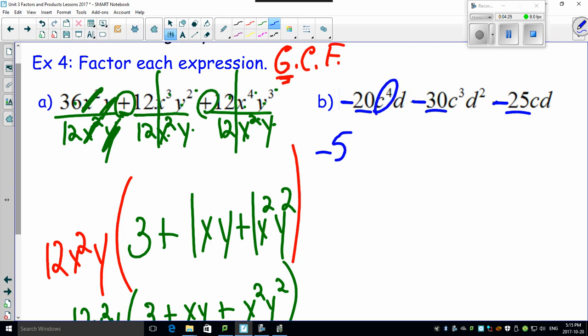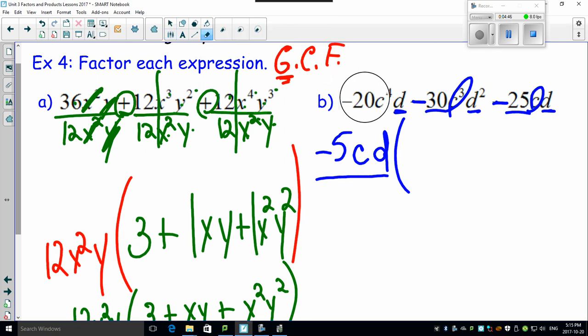This guy has 4 C's. This is 3. This is C. So you can only take out a C. This is a D, D squared, and a D. Take out a D. Every one of these now is going to be divided by the GCF, which is minus 5CD. So let's erase this. Here we go. Ready? Okay.